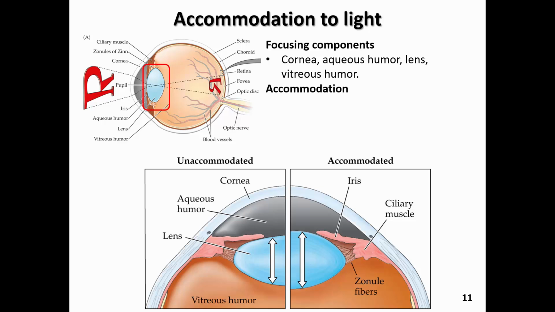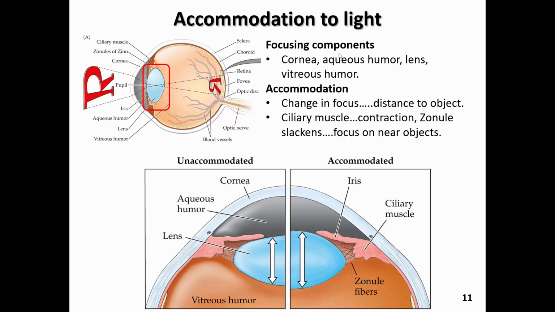Accommodation is a short-term change in the structure or characteristics of some anatomical feature. With respect to the lens, it can undergo a very short-term change in shape, and in doing so, can change the focus. In other words, it can change the image in terms of the distance to the object. The way this is carried out is through the ciliary muscle.